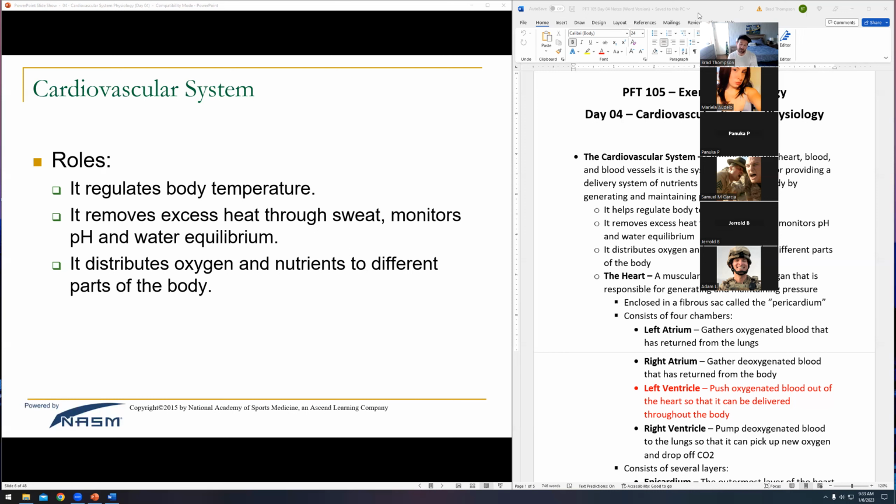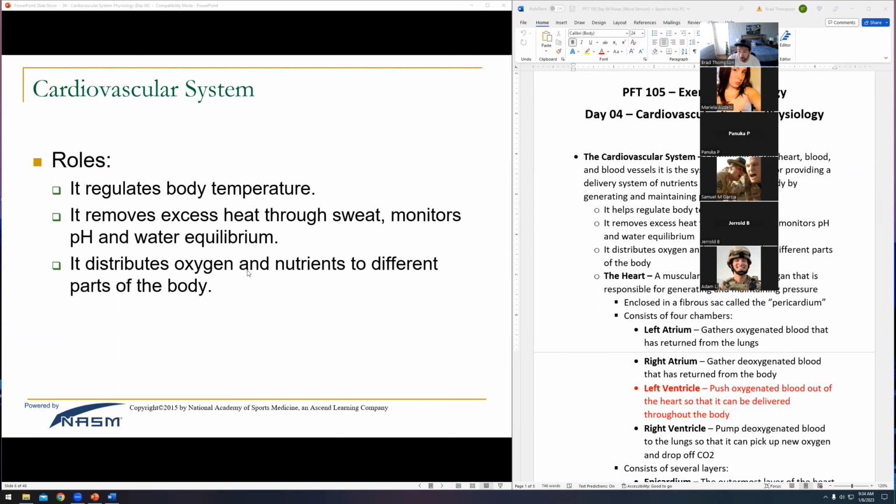So for instance, if it moves all the blood vessels to the surface and at the same time begins sweating, what'll happen is cold air will rush across the sweat on your skin, and that will evaporate that water, carrying the heat away from your body. So regulating temperature is a big part of our cardiovascular system, weirdly enough.